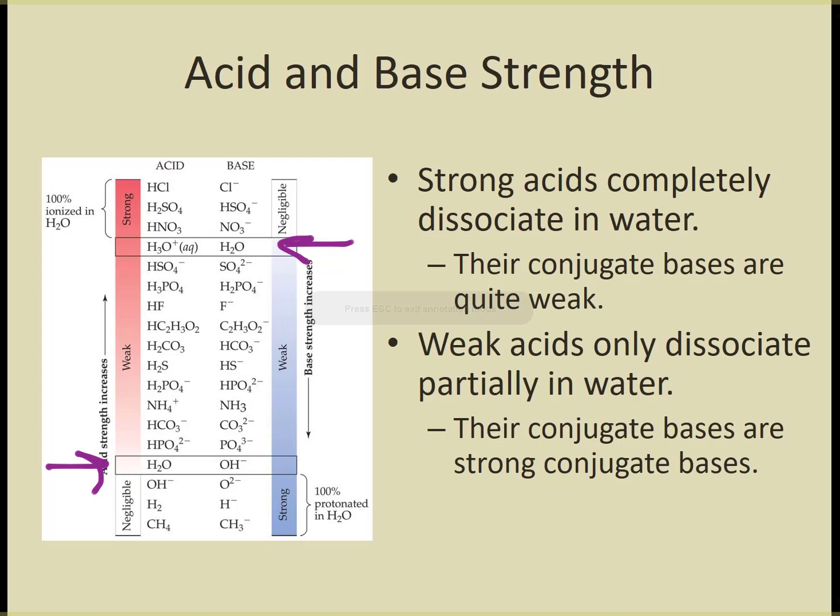So you can see that the stronger the acid, then its conjugate base is weaker. And we can see this right here. These are strong acids here, and their conjugate bases are neutral or very, very weak. And so this chart just shows the trend.